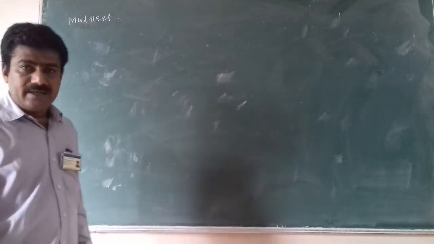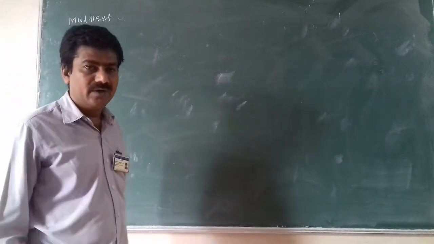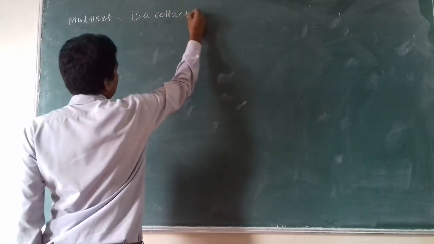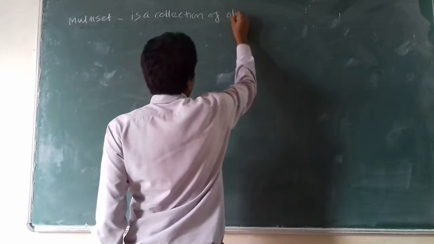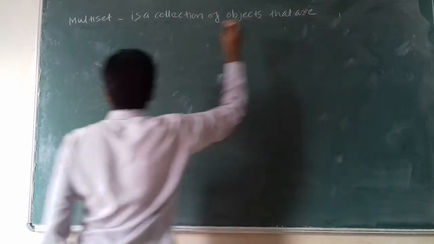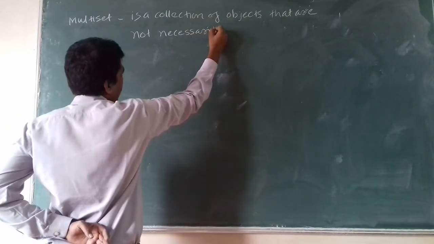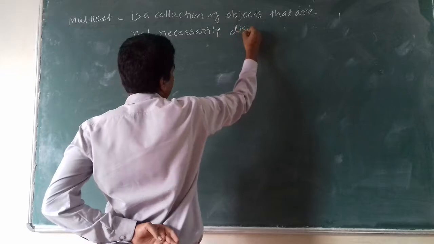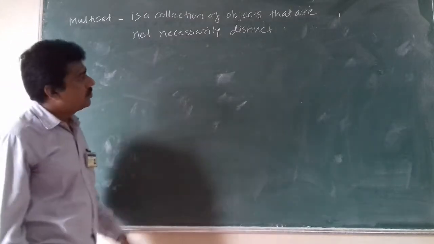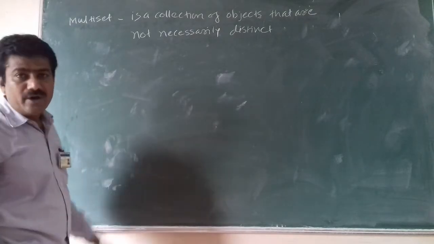Now we'll see the multiset, next part. A multiset is a collection of objects that are not necessarily distinct. In a set, we have seen that it's a collection of objects that are distinct, right? And a multiset is a collection of objects that are not necessarily distinct.